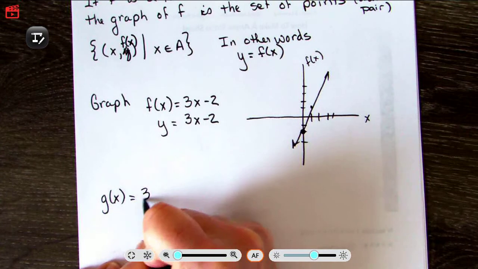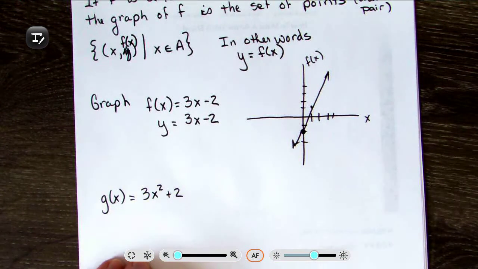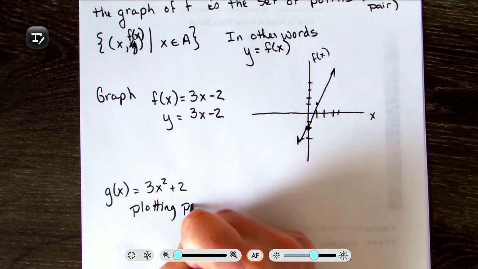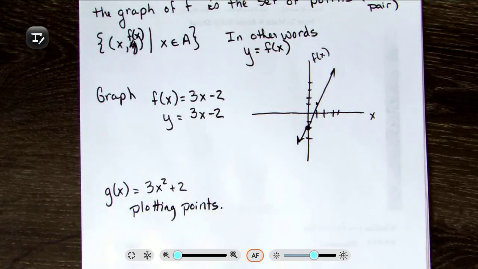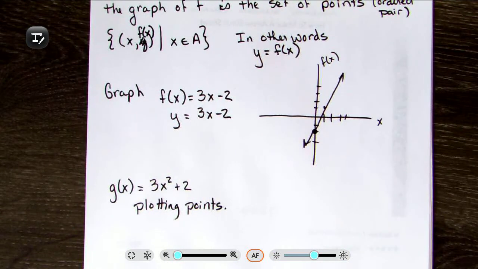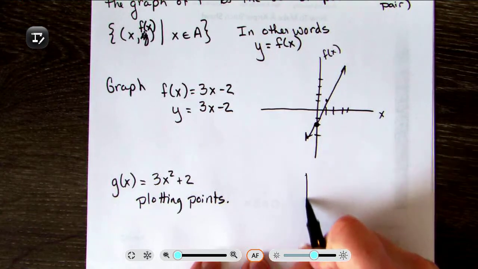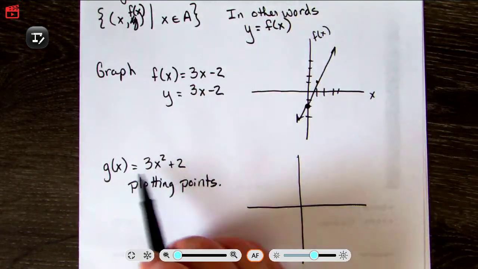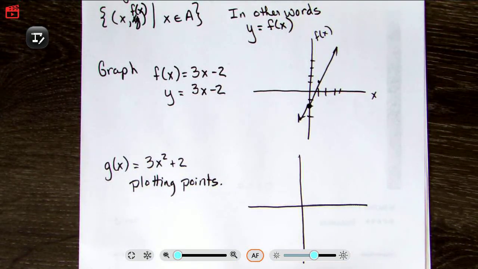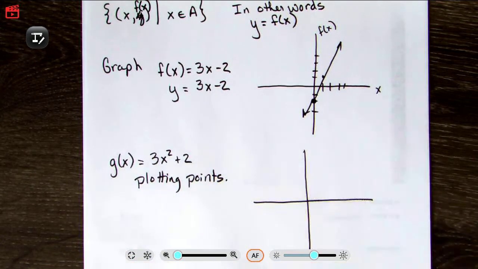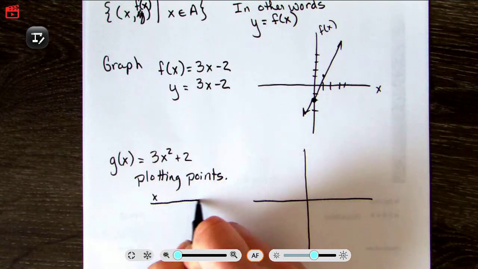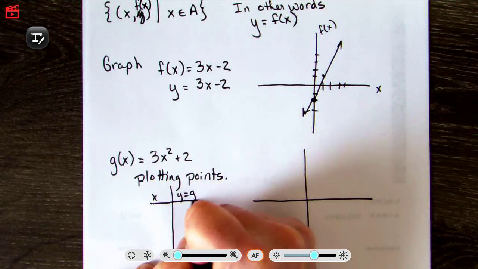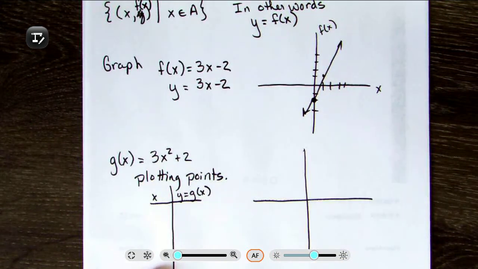Let's do 3x squared plus 2 by plotting points. So in this section, we are going to plot points. In a section or two down the road, we're going to become a little bit better than plotting points, and talk about how graphs are affected with coefficients and things like that. So we'll be shifting them. So here's a function. We're going to plot some points. So in other words, create a little t-table. So we could call x and y, but instead of y, we have g of x. That's the name of our function.